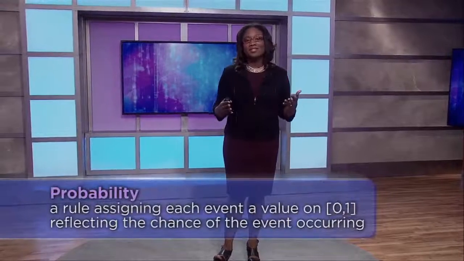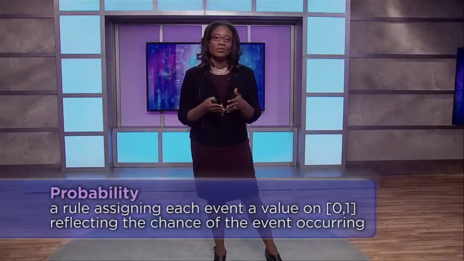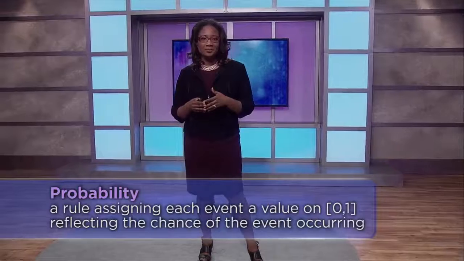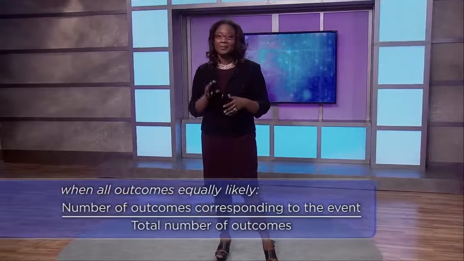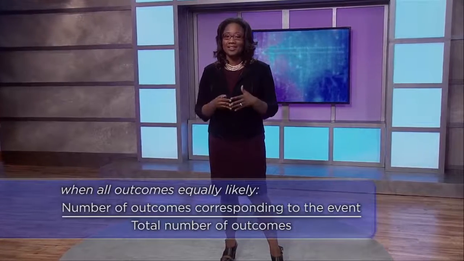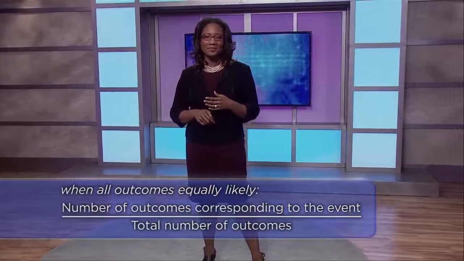So from these events, we want to associate a probability to them. A probability is just a rule that assigns each event a value on the interval from 0 to 1 that's going to reflect the chance of that event occurring. Now, when all the outcomes in the sample space are equally likely, the probability of an event is just the number of outcomes corresponding to that event, divided by the total number of outcomes.